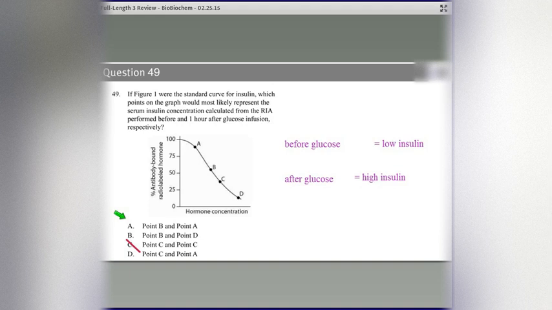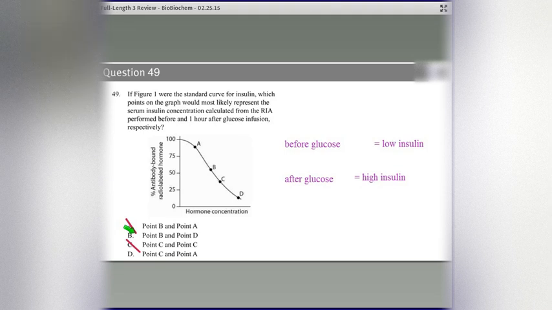So you'll note, yes, exactly. A and B, we want something that's clearly high and clearly low. So now we're down between B and D, or we're down between C and A. So let's see if we know what's going on.